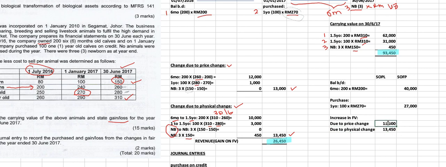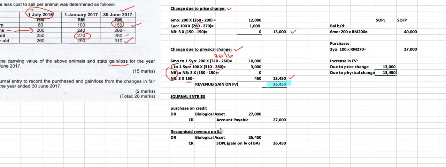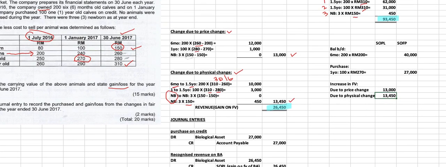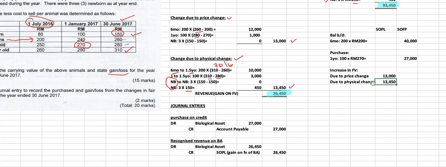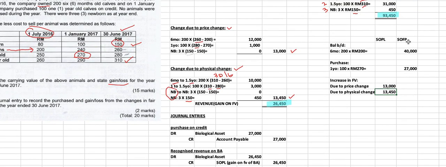And this revenue will increase your biological asset. This fair value increase your biological asset. That's why when you do the journal entry, you recognize revenue, you will debit your biological asset and you will recognize it as a revenue. So when you credit your revenue, it goes under SOPL. When you debit your biological asset, it's actually increase the value of your BA. So it should also go into SOFP. So you will add up this one, it will be 26,450.